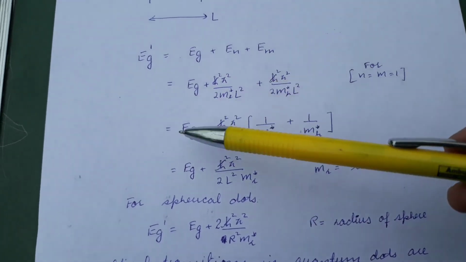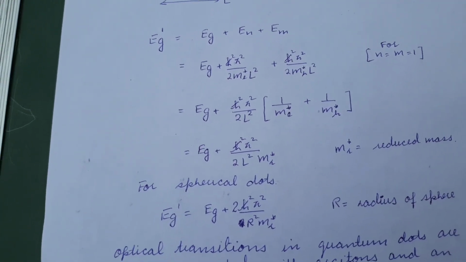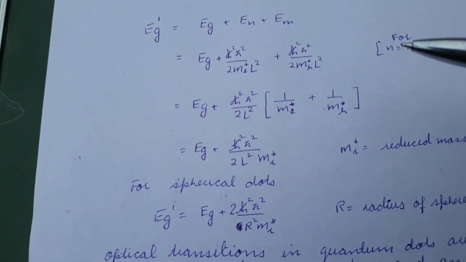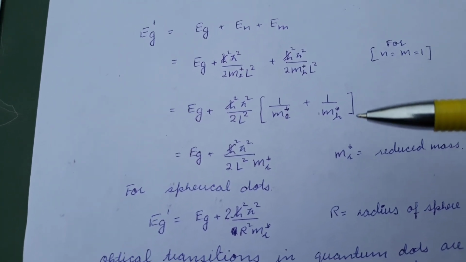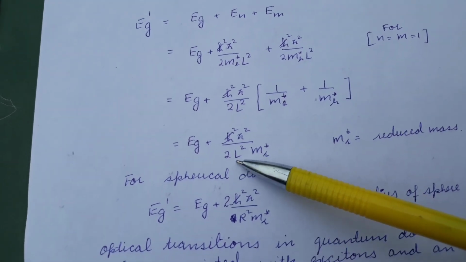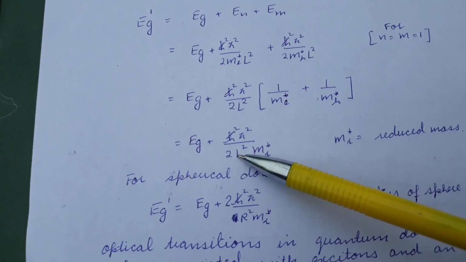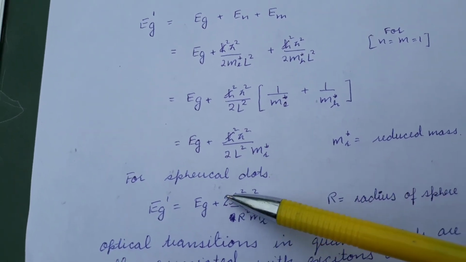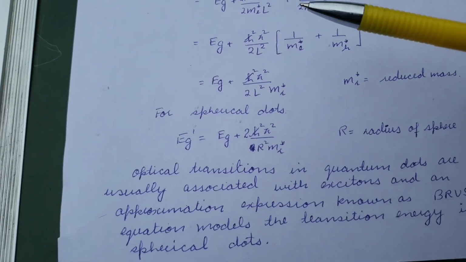This is the case when you have a cuboidal or particle in a box kind of model, and the particle is a cube. But if the particle is spherical, then you can replace this length by the diameter. The diameter will be twice the radius, therefore you will get a factor of 2 here.